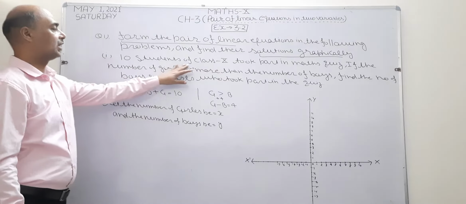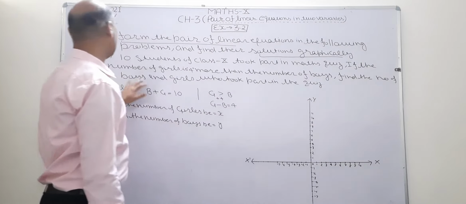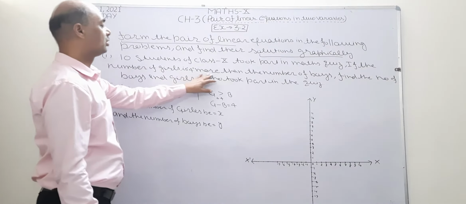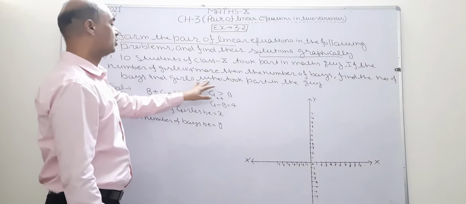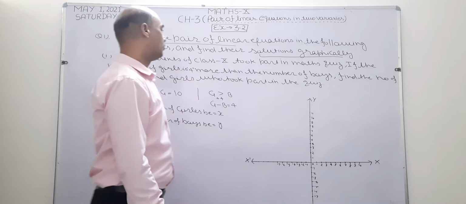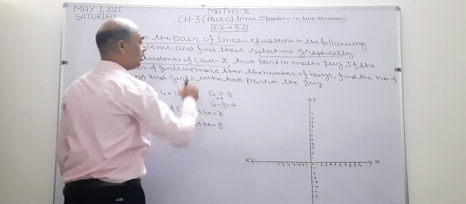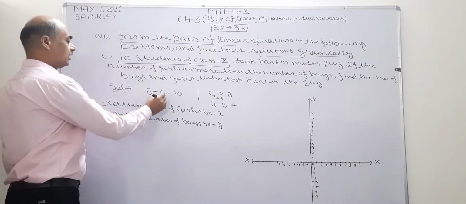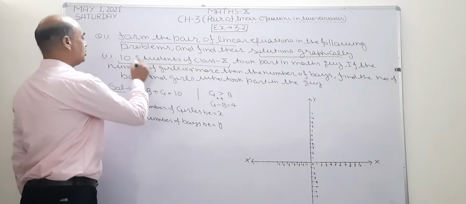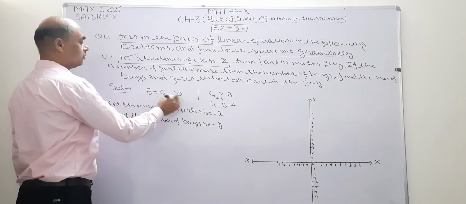10 students of class 10 took part in a math quiz. If the number of girls is 4 more than the number of boys, find the number of boys and girls who took part in the quiz. Now what is given? 10 students of class 10 took part in the math quiz. Students means boys and girls. The number of boys and girls together is given as 10. So I write here B plus G, boys plus girls equal to 10.